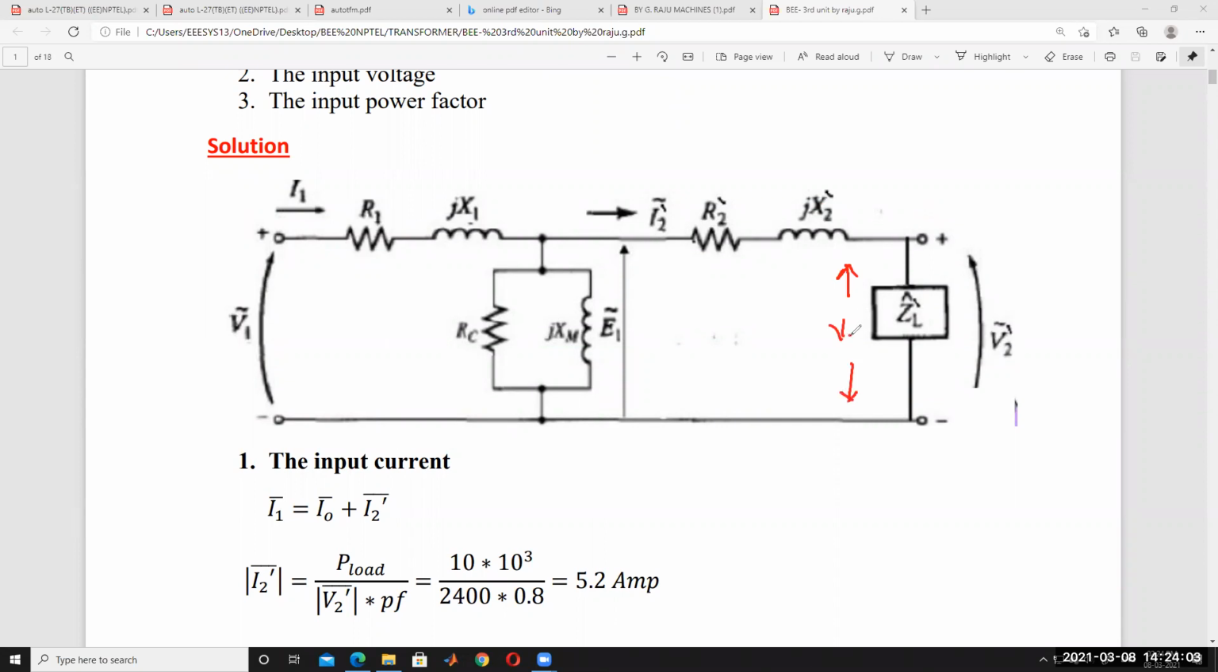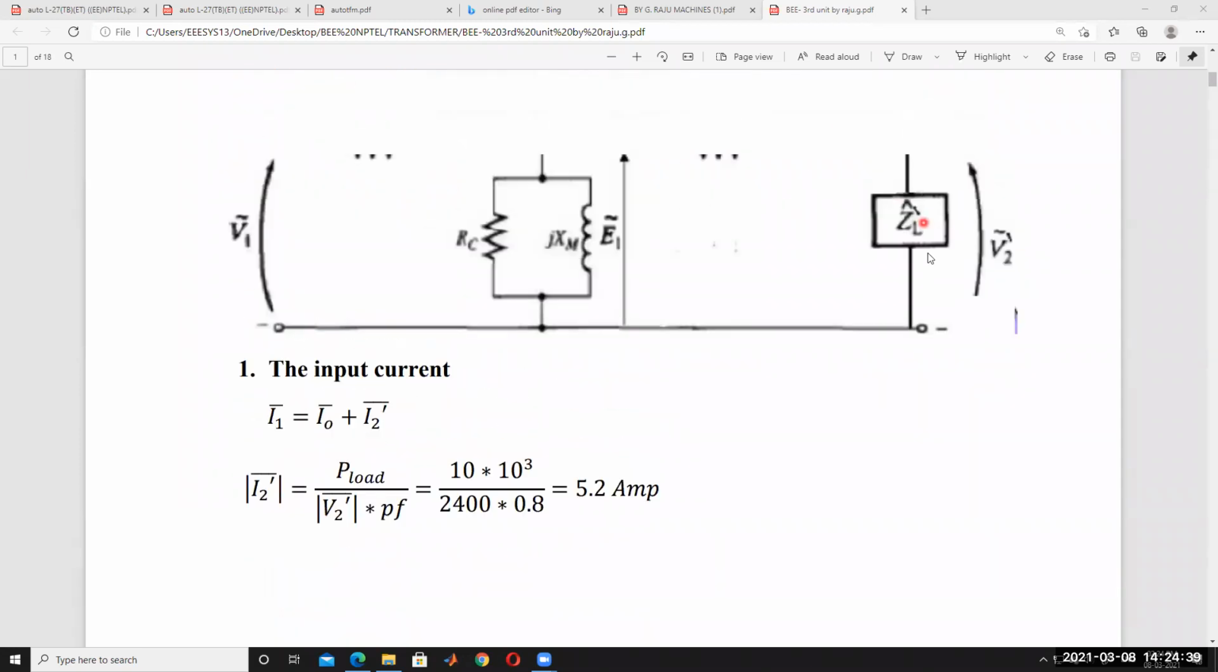So this voltage is the voltage drop across the load, and the voltage drop across the series branch parameters is I2 dash times R2 plus jX2. This is the voltage drop across this and that is the voltage drop across that. The addition of these two voltages is E1. It's clear.